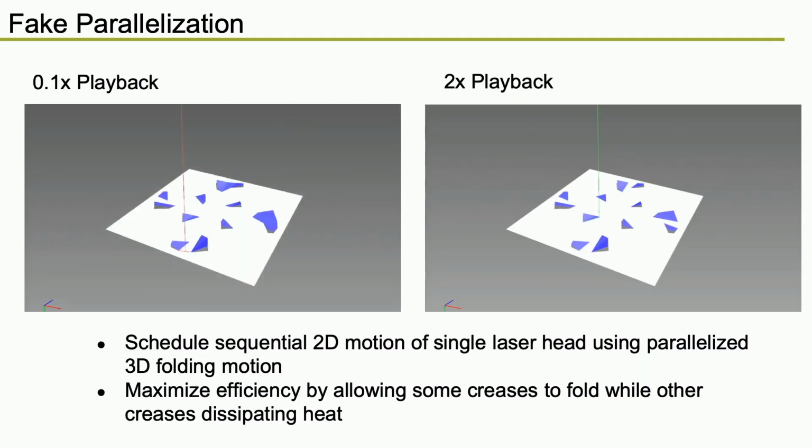The laser forming technology fabricates 3D models by moving a control point following a path in a 2D plane. We only have one laser head, however, there are multiple creases folding at the same speed. In order to fold multiple creases in parallel, we need a scheduling strategy, making it act as if we have multiple laser heads. We call this strategy fake parallelization. As shown in this 10% speed playback simulation, when a crease is cooling down, the laser switches to work on another crease.